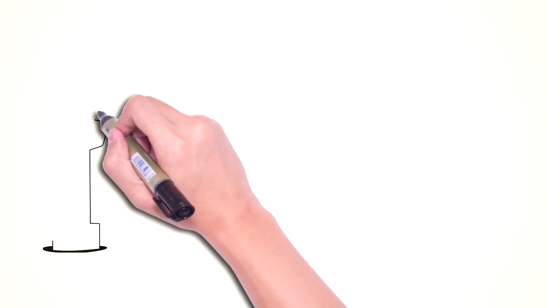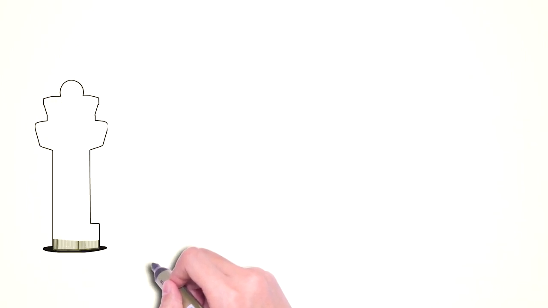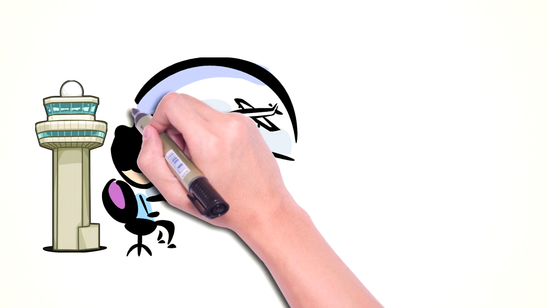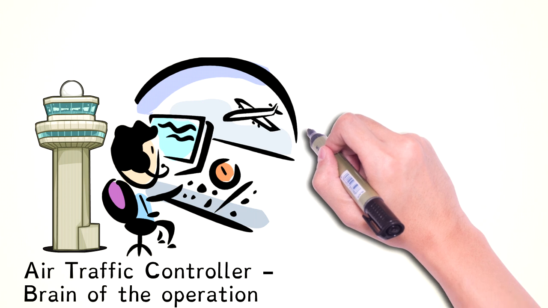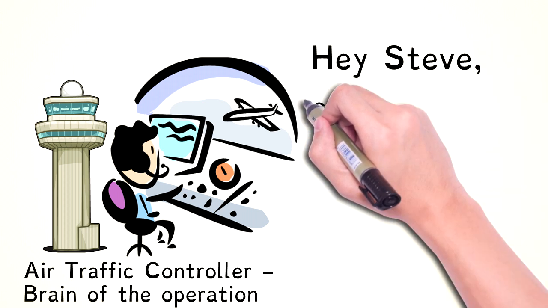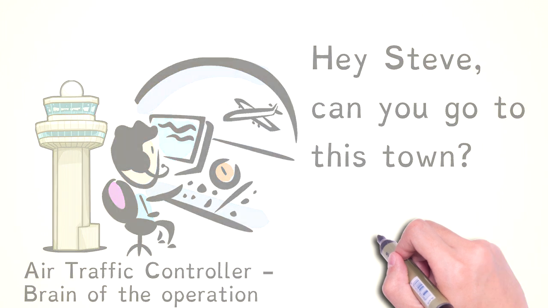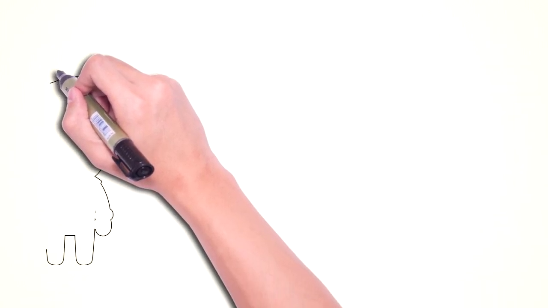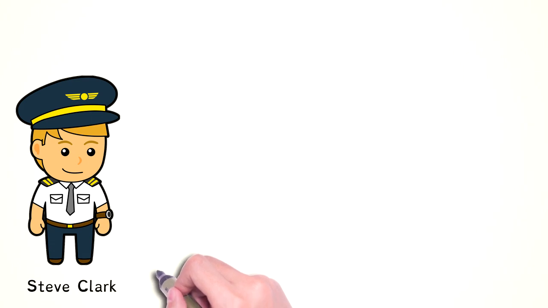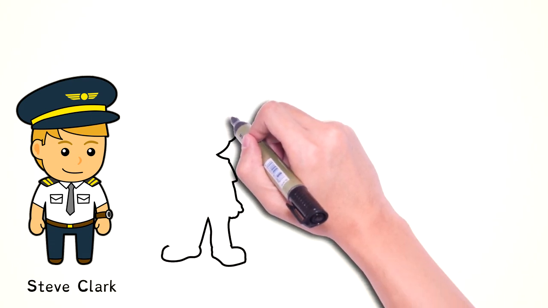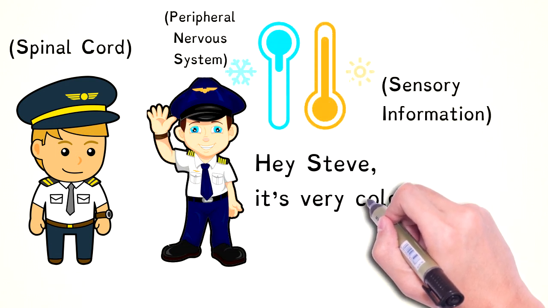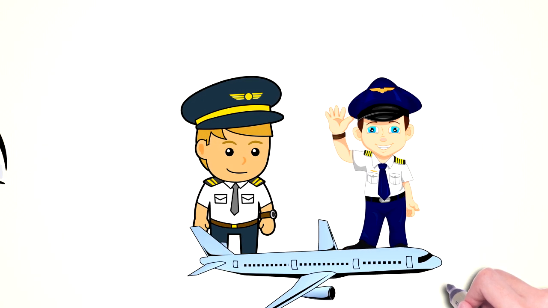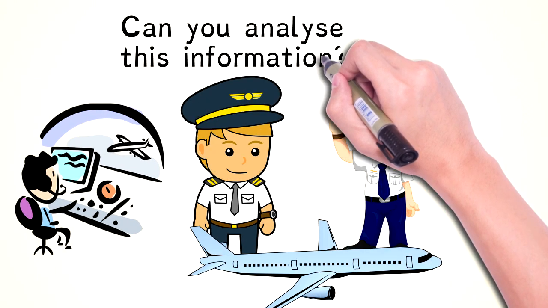So our story begins at Melbourne Central Airport, the most important airport in Australia. The air traffic controller is the brains of the operation. He controls all of the planes that travel to and from the airport and the various towns of Australia. To do this, the air traffic controller must tell the pilot, Steve Clark, which town to fly the plane to. Sometimes, Steve and his co-pilot Perry visit towns with different environmental conditions. Perry's job is to hop on and off the plane and tell Steve about any abnormal conditions in the town, for example, if it is really hot or really cold. Steve then flies the plane back to the airport and gives this information to the air traffic controller to analyse.